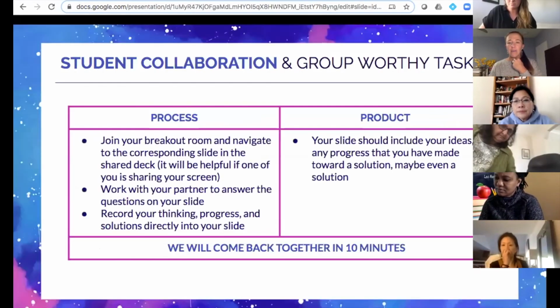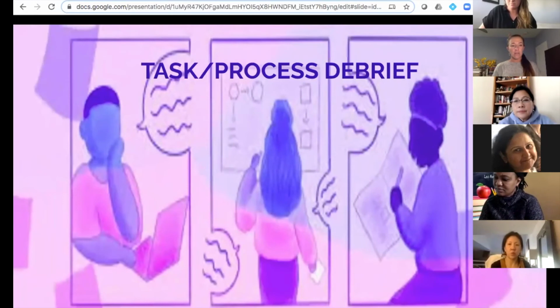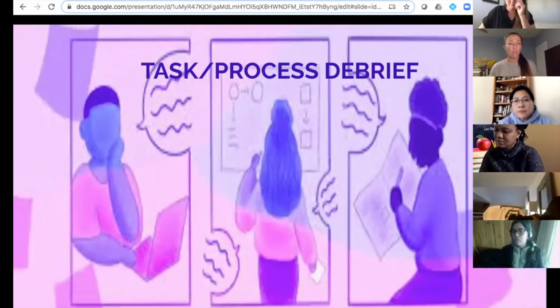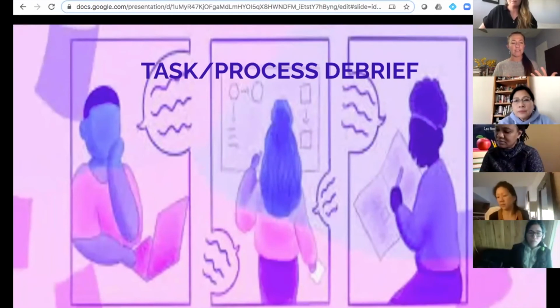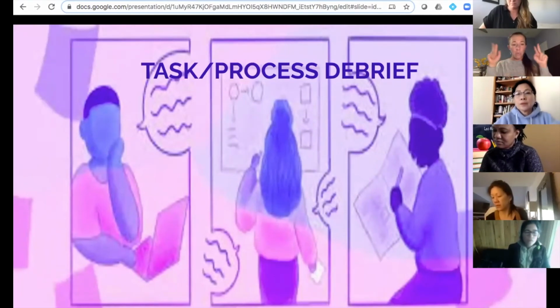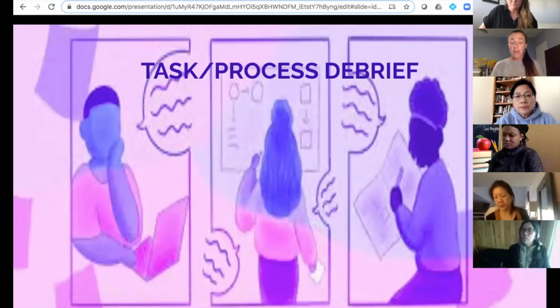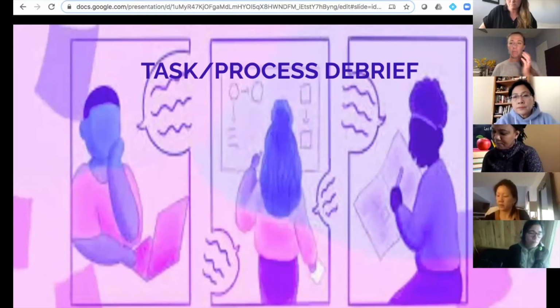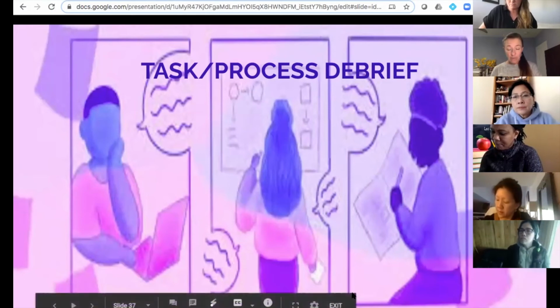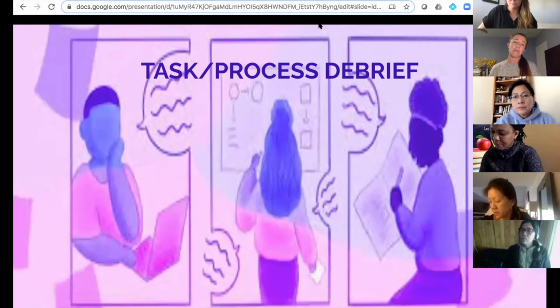So what we'd like is for you to give a quick little share out. What did you think of the task and the process in terms of group worthy, quote unquote, student collaboration, student engagement? If you're more comfortable in the chat, please feel free to share that way. Or if you'd like to unmute and make a comment about student engagement, group worthy tasks, student participation and collaboration, etc.